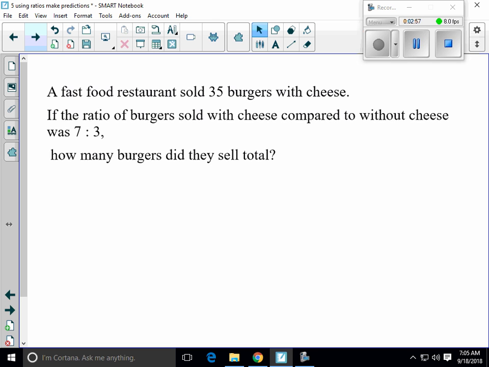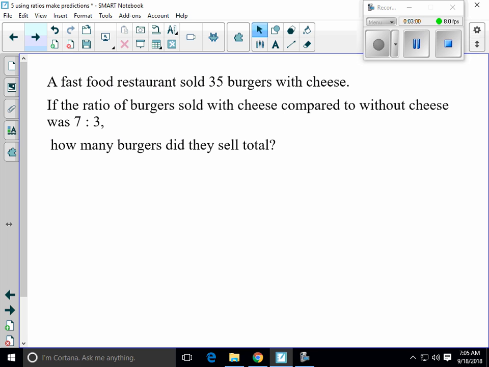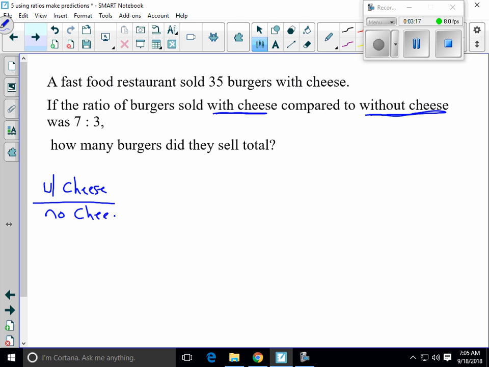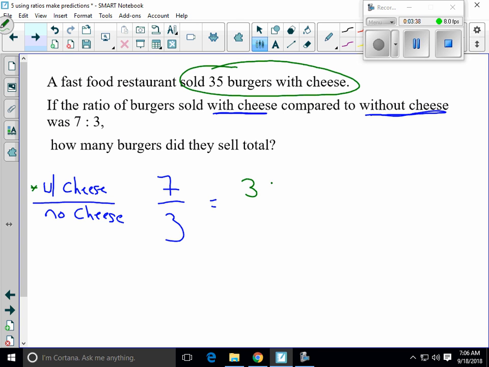A fast food restaurant sold 35 burgers with cheese. If the ratio of burgers sold with cheese to without cheese was 7 to 3, I'm going to write that, with cheese to no cheese, was 7 to 3. And they told me on top they sold 35 burgers with cheese. With cheese was my numerator, so that 35 is going to be a numerator.